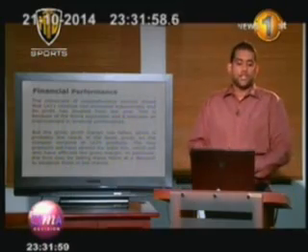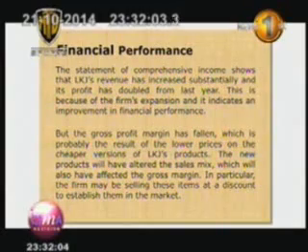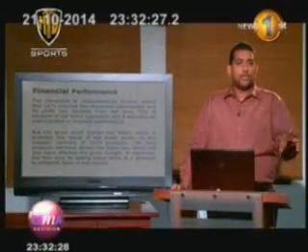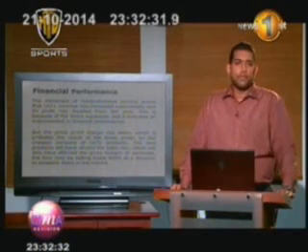Initially, looking at the financial performance, the statement of comprehensive income shows that LKJ's revenue has increased substantially and its profit has doubled from last year. This is because of the firm's expansion, and it indicates an improvement in financial performance. But the gross profit margin has fallen, which is probably the result of lower prices on the cheaper versions of LKJ's products. They mentioned that they are going for lower prices, cheaper versions are there, which means that they are going to lose on their profit margin.